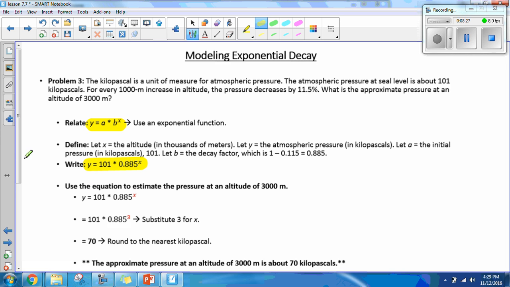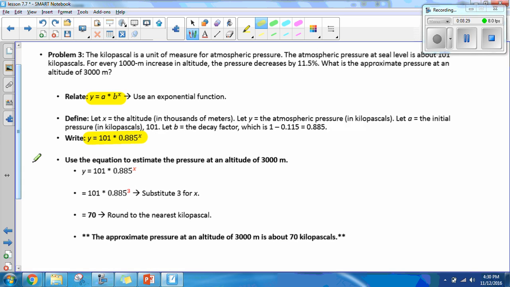Now, we're trying to figure out what the pressure will be when the altitude is 3,000 meters. Since the meters are going to be in the thousands, we already said that it's going to be measured in thousands, so we're only taking the 3 instead of writing 3,000. We'll substitute that for x, and when we do our calculations, we have 70 kilopascals.